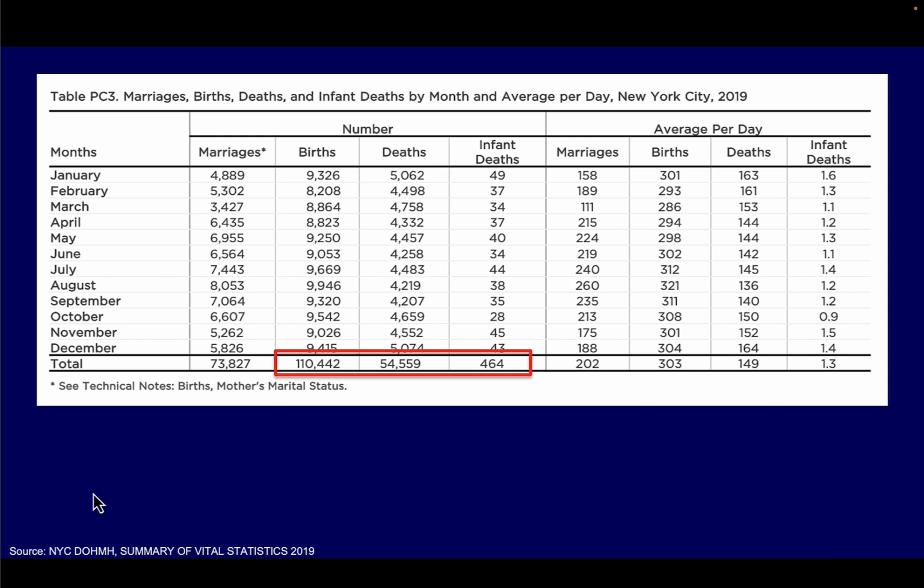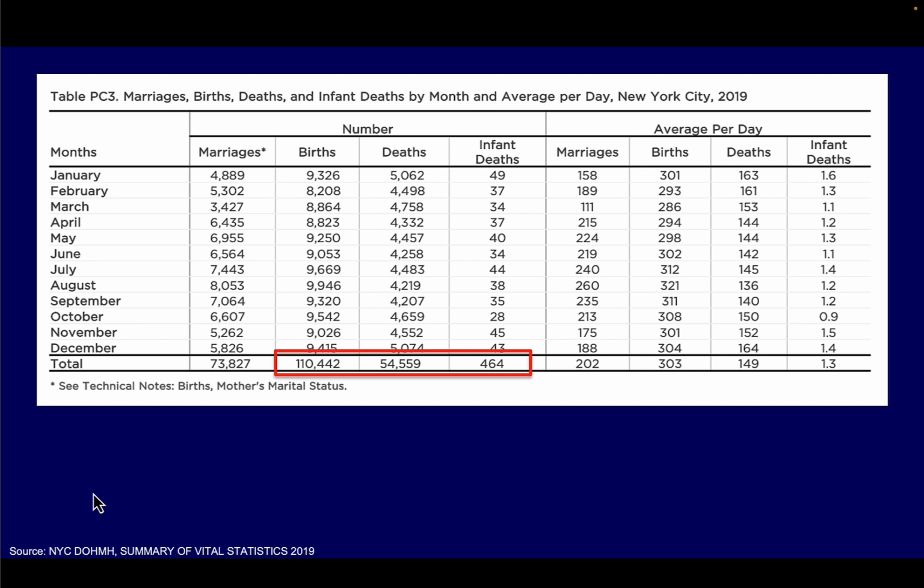Before we jump into more detail into the 2020 data, I want to show you this table from the 2019 report, which shows the absolute numbers of events. These weren't in the 2020 report. So it shows the absolute number of marriages, births, deaths, and infant deaths per month, and then sums for the entire year here circled in red, just to give you an idea of what these numbers look like for New York City every year. So all told, in 2019, there were 110,442 births, 54,559 deaths, including 464 infant deaths.